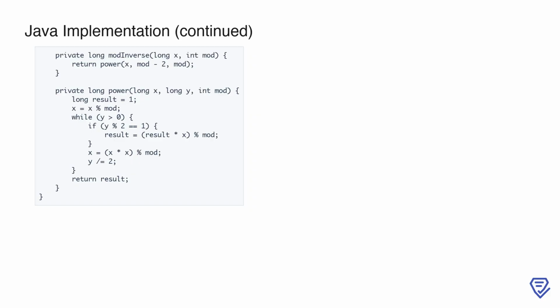The power function works by repeatedly squaring the base and reducing the exponent by half, checking at each step whether the current exponent is odd to adjust the result accordingly. This method ensures that calculations remain efficient even for large numbers. By integrating these helper functions, we ensure that the modular inverses and powers required for the main logic are computed accurately and efficiently, enabling the solution to handle the constraints of the problem seamlessly.